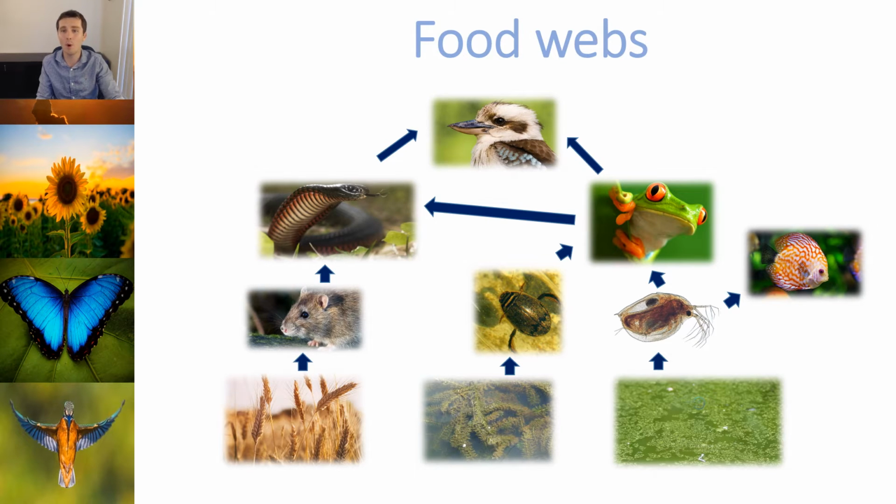And the last one, what would happen to the frog and the fish if we were to remove the Daphnia from this food web? Now for the frog, it at least has water beetles, so it would not be impacted.